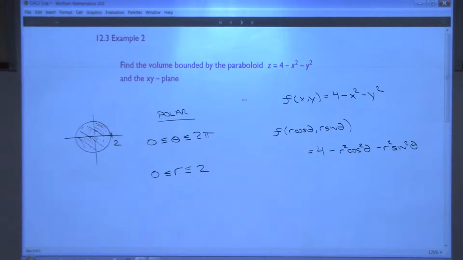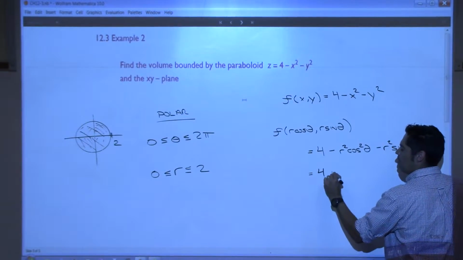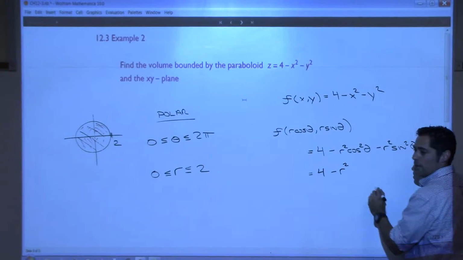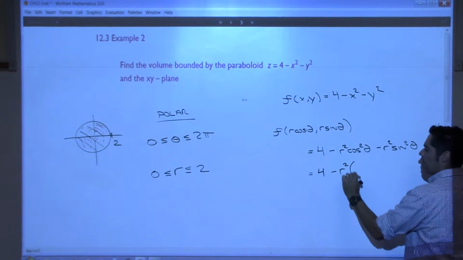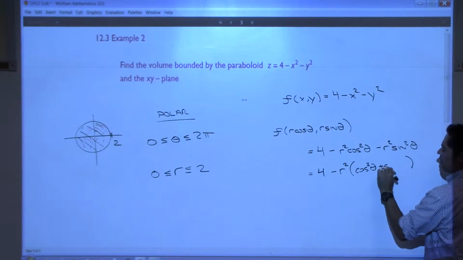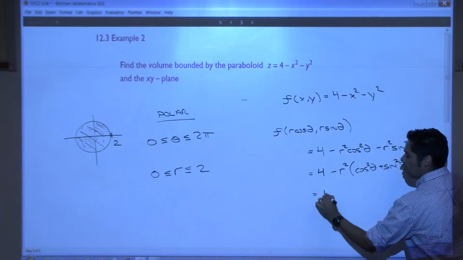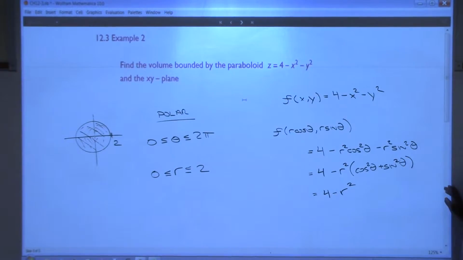And what can you do with that? You can factor an r squared out of each of those, right? How about a negative r squared out of both of those? What would you be left with? Cosine squared theta plus sine squared theta, which is 1. So this is just 4 minus r squared.